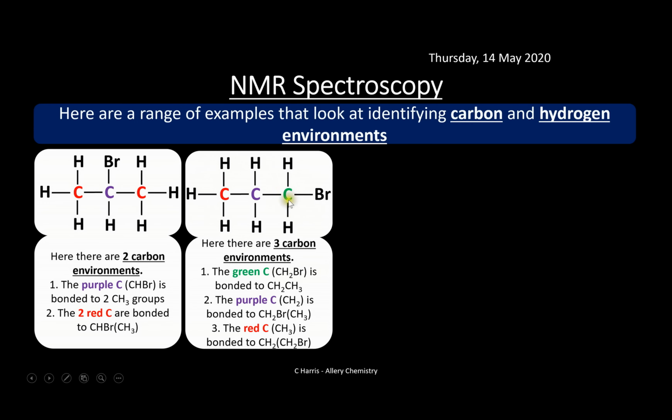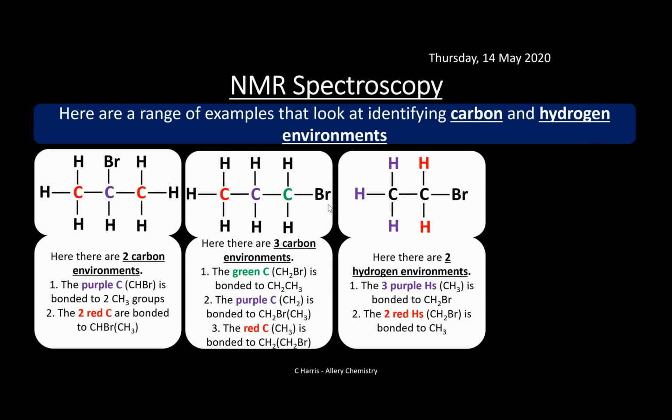But basically, we've got this carbon here that's next to a bromine and 2 hydrogens. So that's it there. Next to this carbon here, which is obviously bonded to 2 hydrogens, but it's bonded to a CH2Br and a CH3. And this one is bonded to obviously a CH2 and a CH2Br. So all of these are in different environments. So not a single one of them is in the same environment. So we look all the way across the chain, remember.